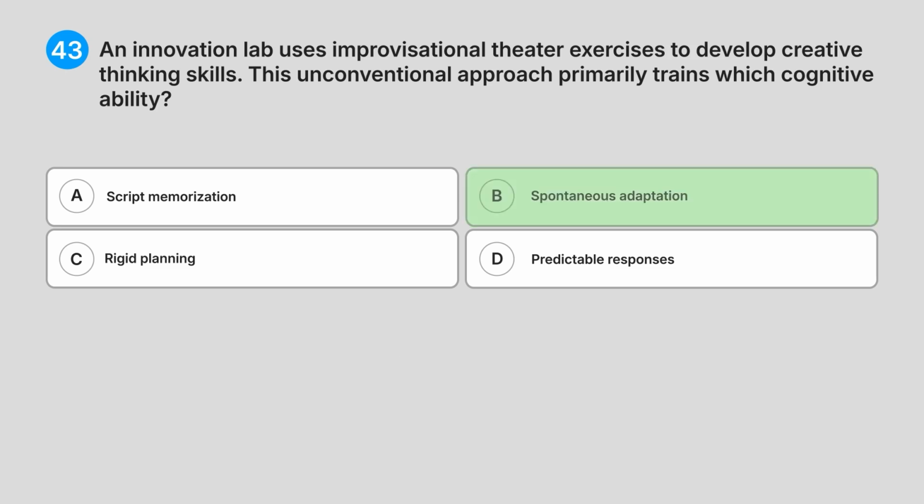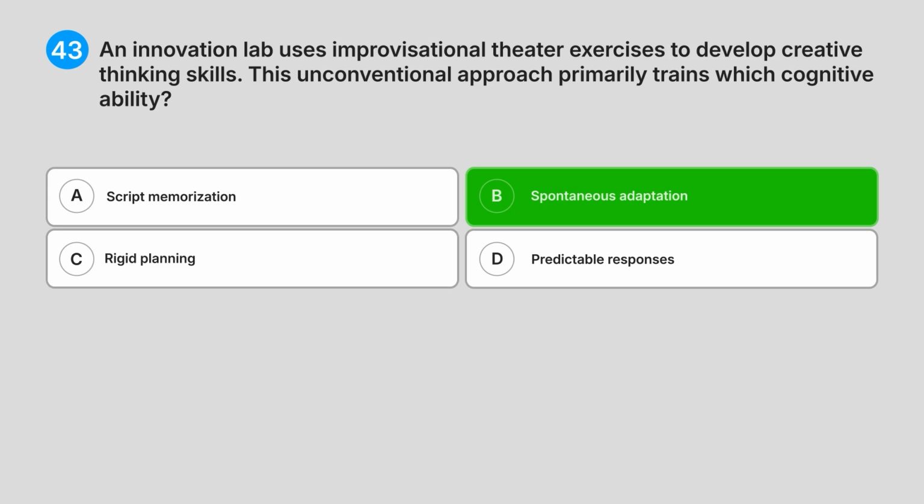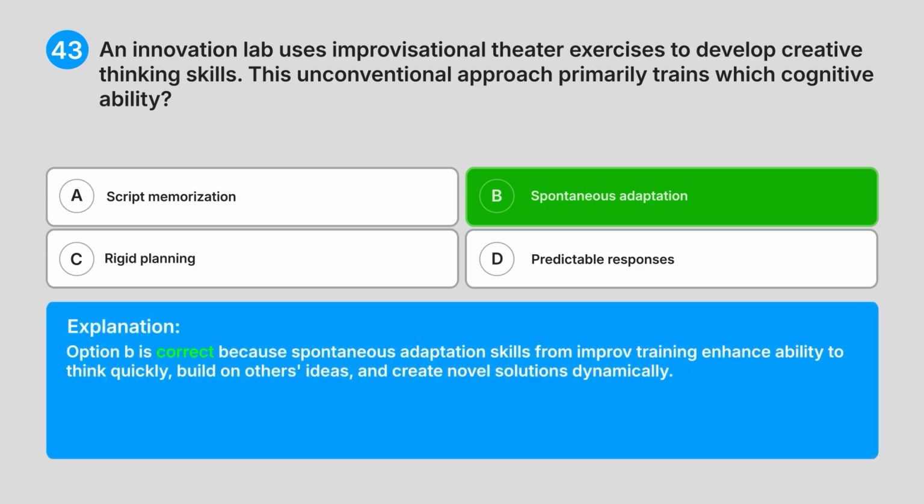Correct answer, B. Spontaneous adaptation. Explanation. Option B is correct because spontaneous adaptation skills from improv training enhance ability to think quickly, build on others' ideas, and create novel solutions dynamically.